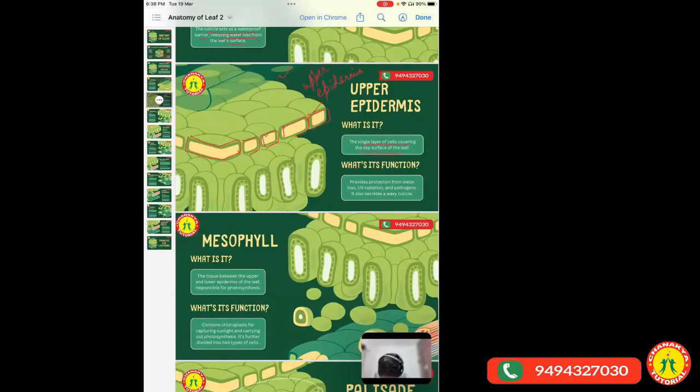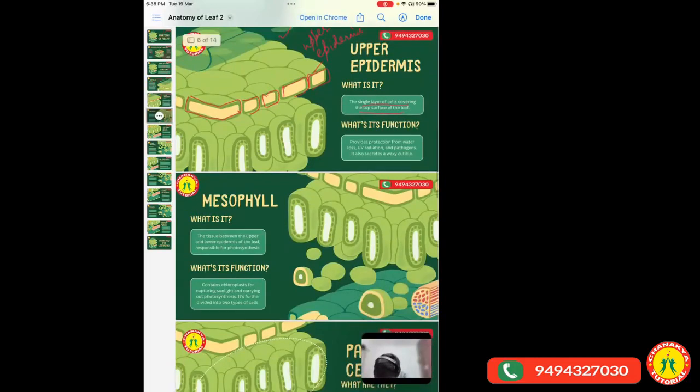So what do they do? They will be covering the top surface of the leaf. And the major function of it is that it provides protection from water loss. So like the cuticle, they also will be helping in preventing water loss, as well as protecting from UV radiation. So whatever ultraviolet radiation comes, the upper epidermis will be protecting the leaf from it. And pathogens. Whatever pathogens come and attack, they will be protecting against them.